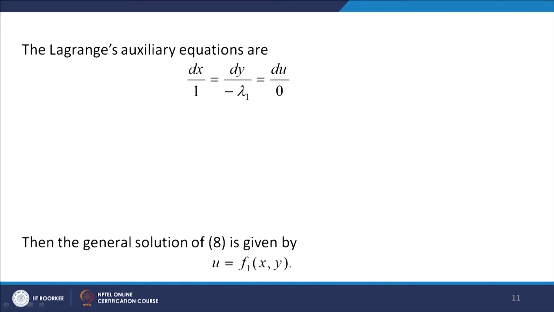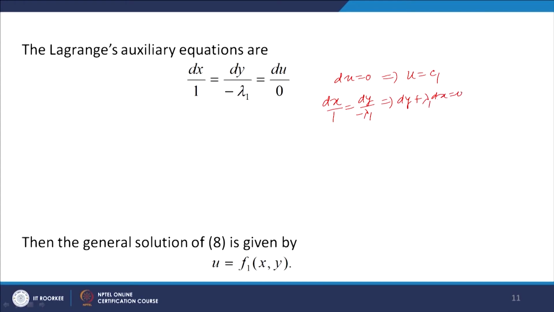Now, from these characteristic equations or auxiliary equations, we notice that du equal to 0. So, we get u equal to some constant, let us say C1, and dx by 1 equal to dy by minus lambda 1. This gives you dy plus lambda 1 dx equal to 0.